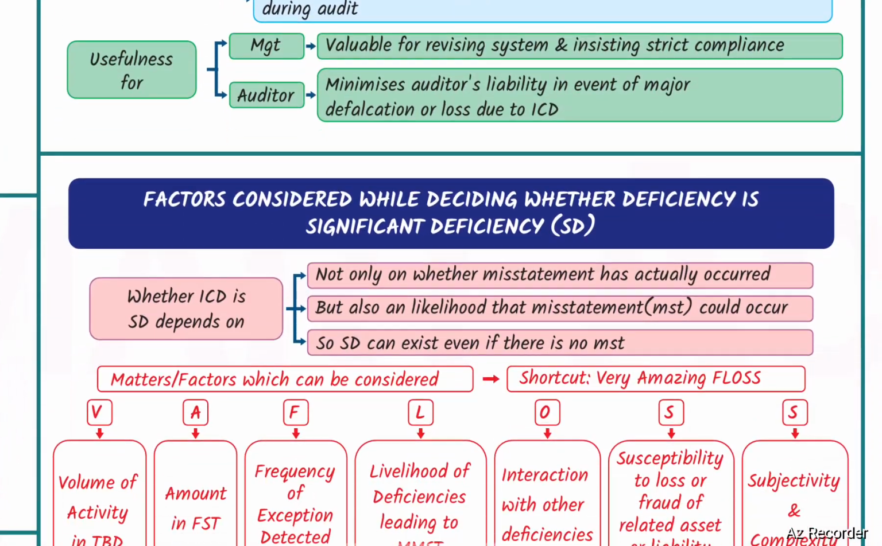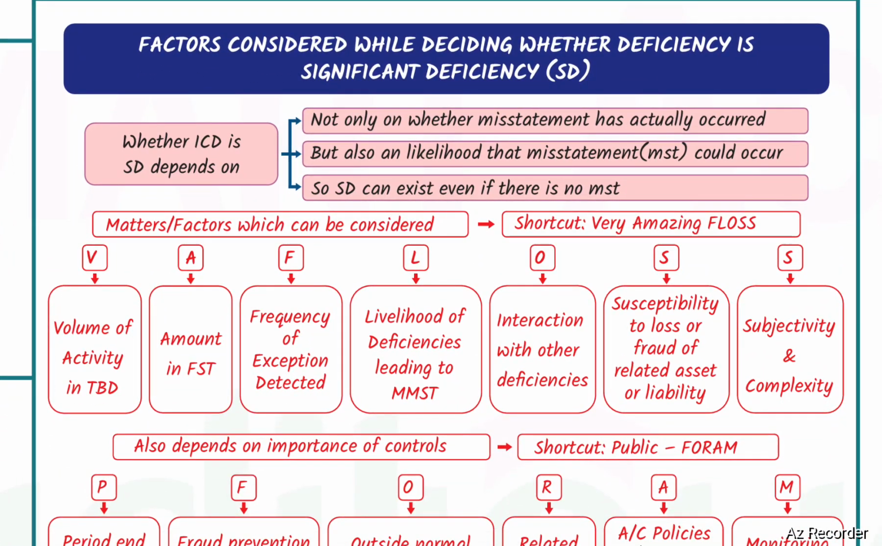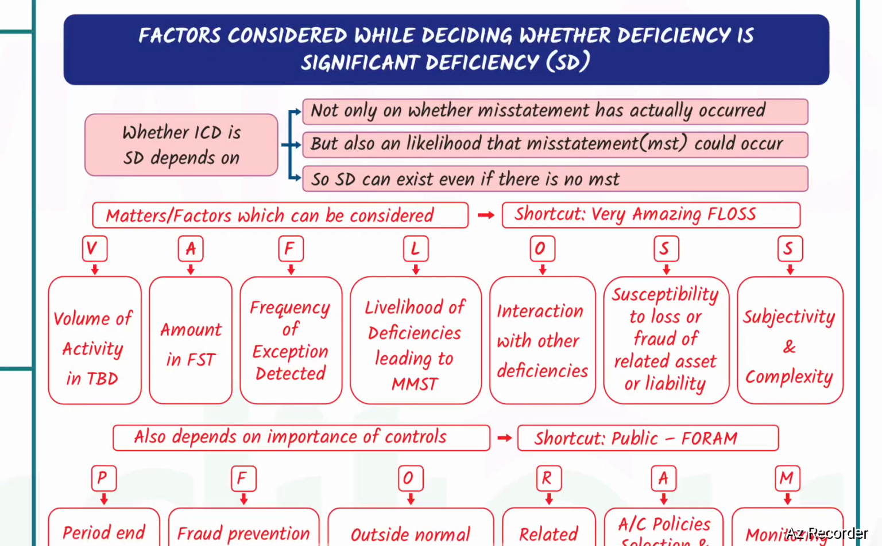Factors considered while deciding whether a deficiency is a significant deficiency or not. Whether an internal control deficiency is a significant deficiency depends not only on whether a misstatement has actually occurred, but also on likelihood. Likelihood means the probability that a misstatement could occur in the future. So, a significant deficiency can exist even if there is no misstatement. These are factors which can be considered.